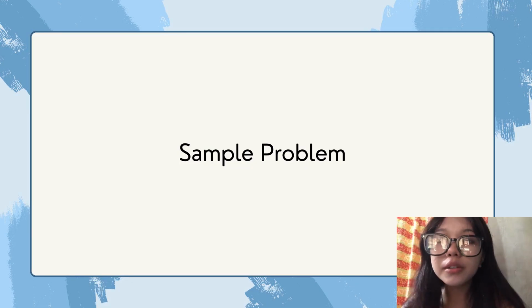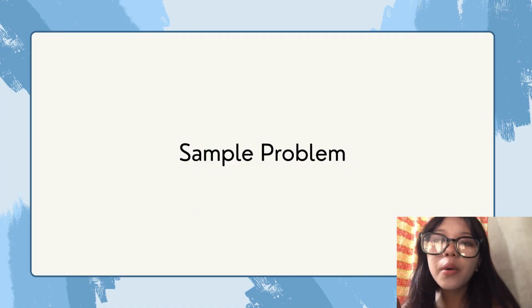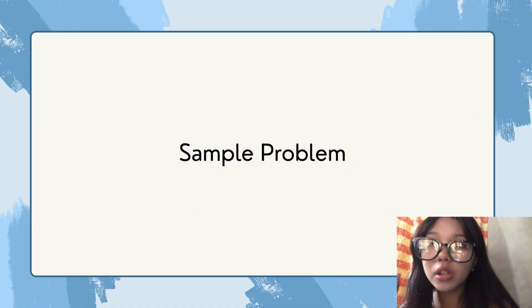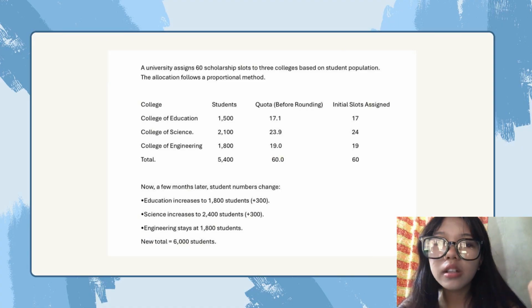Good day everyone. Today I'll report about sample problem 5. This problem is about how scholarship slots are distributed and how it shows the population paradox. So first, let's look at the initial situation. The university assigned 60 scholarship slots to 3 colleges.